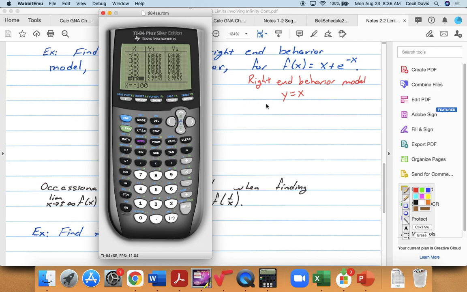Okay, so the left end behavior model is y is equal to e to the negative x. And that's because e to the x is an incredibly fast-growing function. So the fact that you're adding x onto it doesn't make much difference. Okay? All right. Moving on.